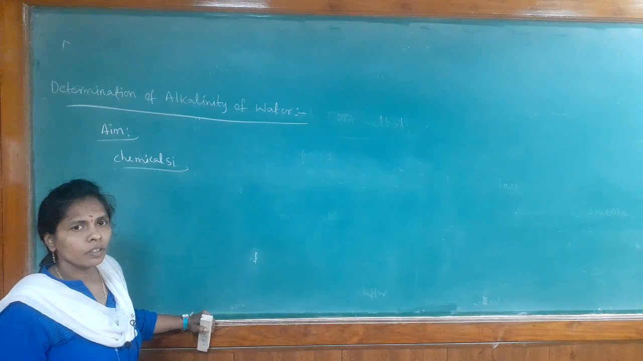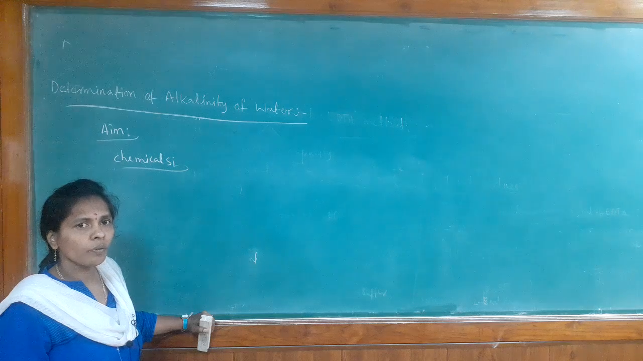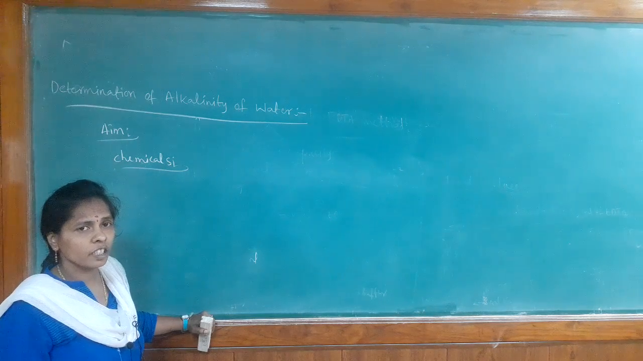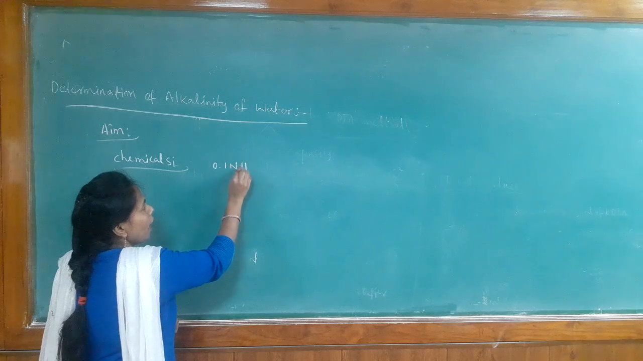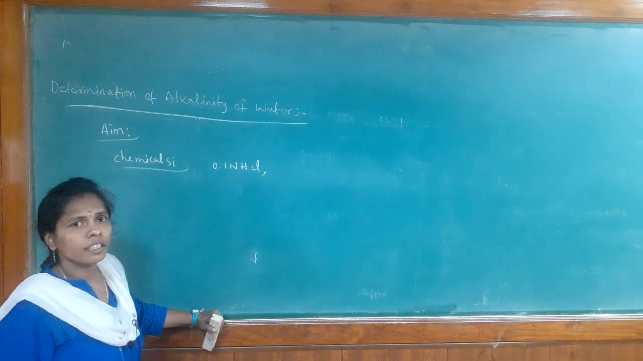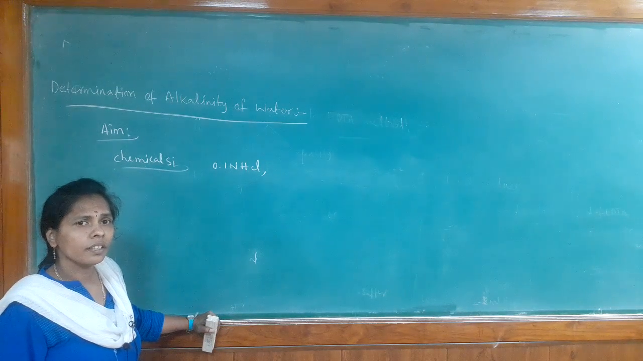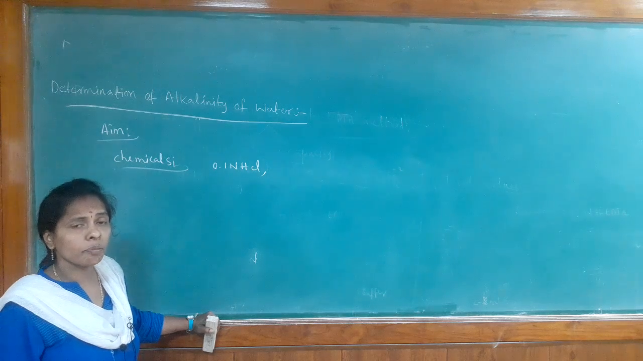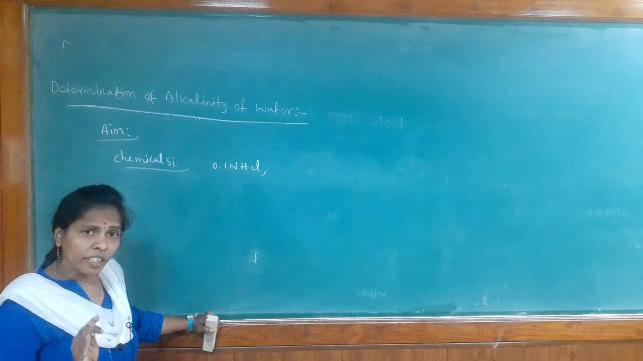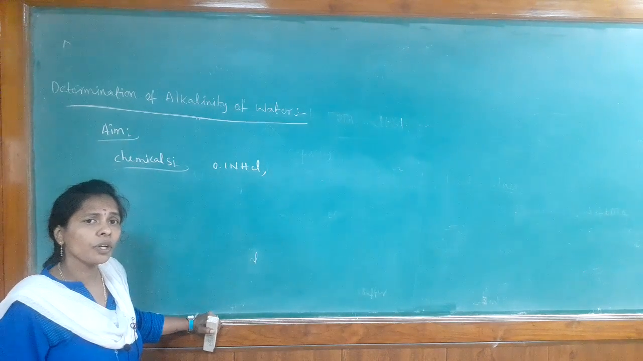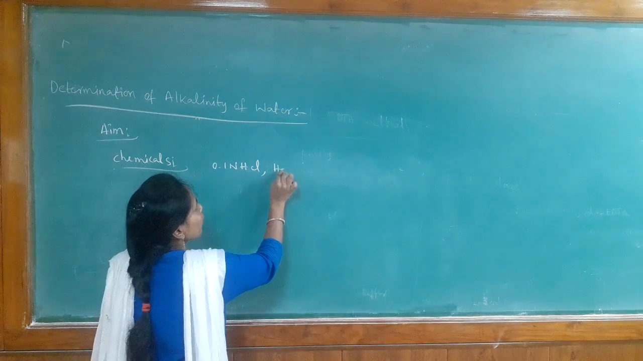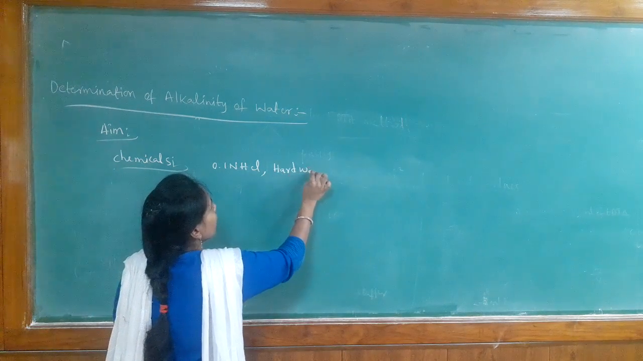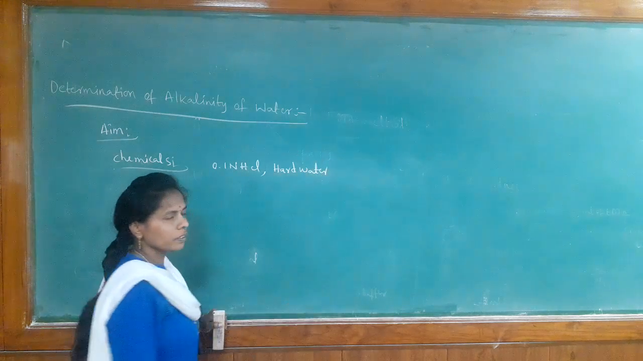For chemicals required, which solution are we using for finding the basicity? We are using 0.1 normal hydrochloric acid, and along with that I am going to give you the hard water sample. From that hard water sample only you are going to find the total alkalinity. So, what is the other chemical? The other chemical is the hard water sample.